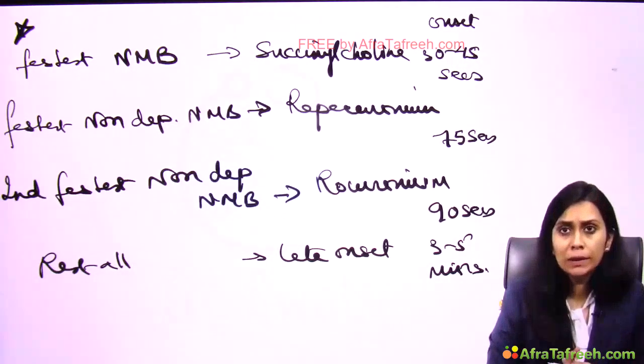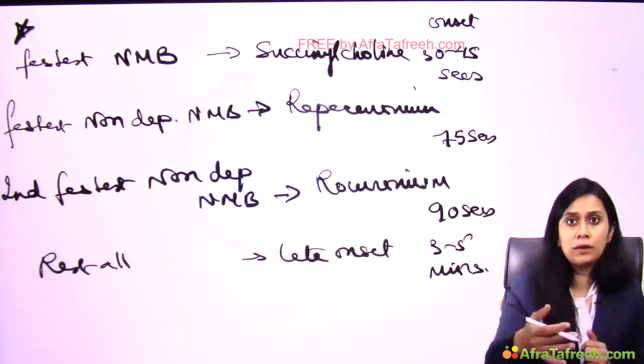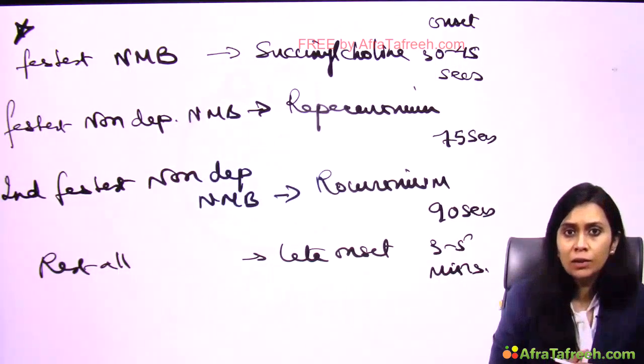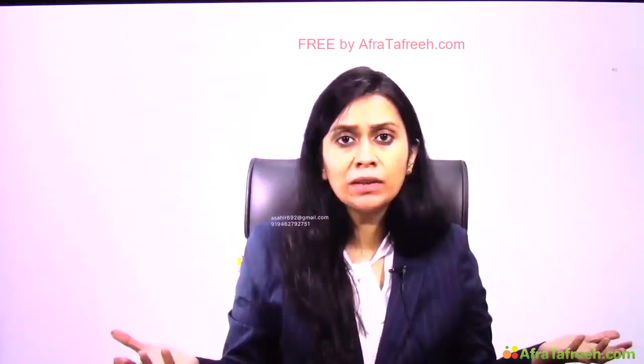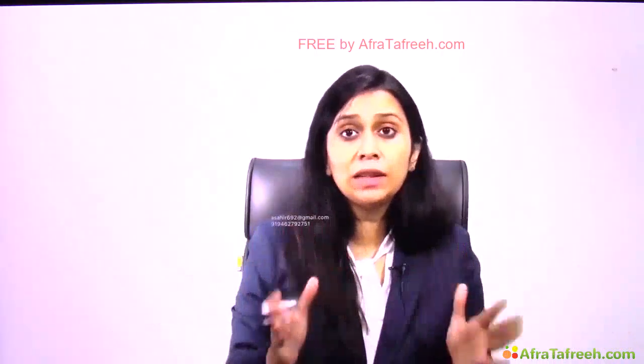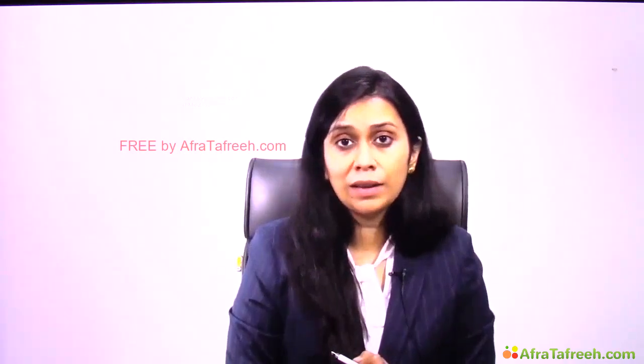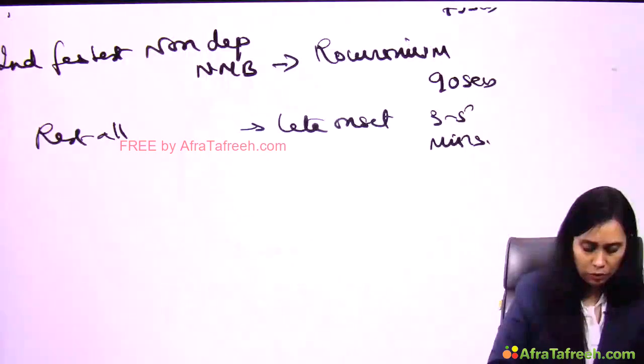Why do we use succinylcholine for RSI? Fast onset. If for any reason I can't use succinylcholine for RSI, for example the patient already has hyperkalemia, then instead of succinylcholine I would use rocuronium. So they ask, which non-depolarizing neuromuscular blocker can replace succinylcholine for RSI? Answer is rocuronium. Got my point? So extra points of rocuronium.